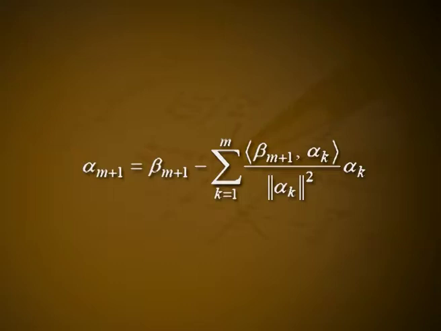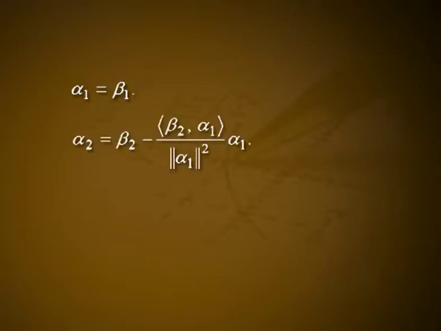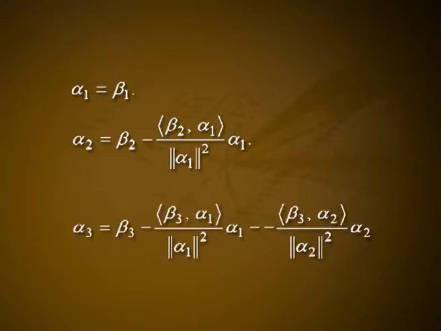Thus, the vectors alpha 1, alpha 2, etc., alpha n may be constructed using the formula alpha m plus 1 is equal to beta m plus 1 minus sigma k equal to 1 to m inner product beta m plus 1 alpha k by norm alpha k square, times alpha k. In particular, when n is equal to 3, we have alpha 1 equal to beta 1, alpha 2 equal to beta 2 minus inner product beta 2 alpha 1 by norm alpha 1 square, times alpha 1, and alpha 3 equal to beta 3 minus inner product beta 3 alpha 1 by norm alpha 1 square, times alpha 1, minus inner product beta 3 alpha 2 by norm alpha 2 square, times alpha 2. This completes the proof.